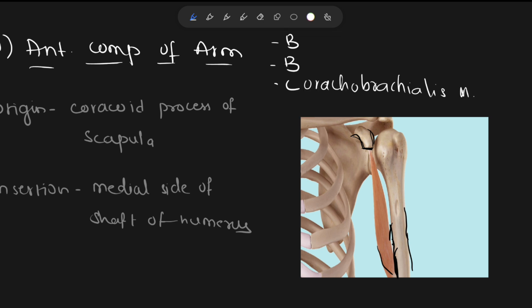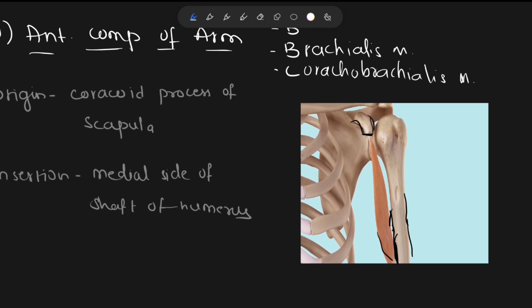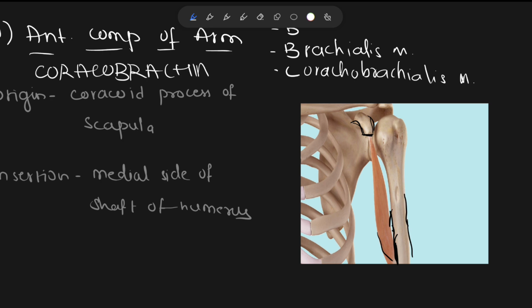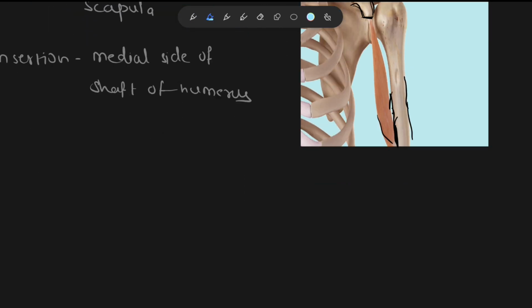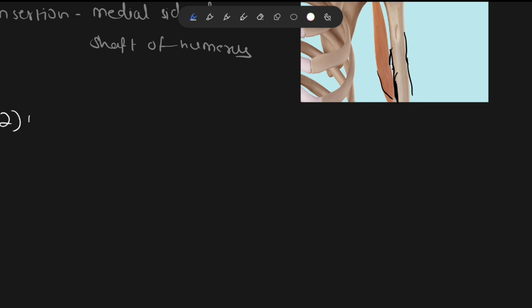Now the second muscle is from B. What will be the second muscle? It is brachialis muscle. So this is the coracobrachialis muscle. Second muscle will be brachialis muscle.